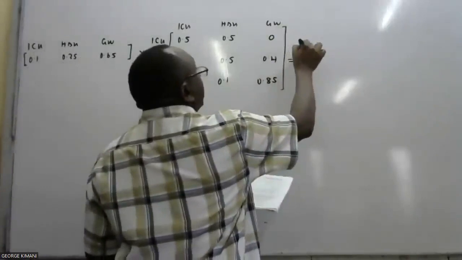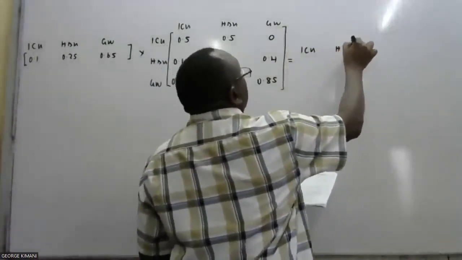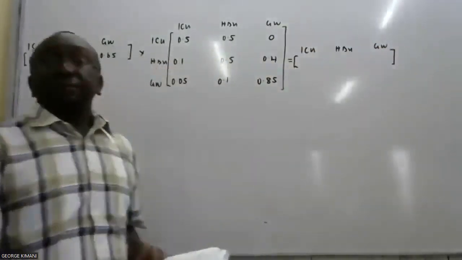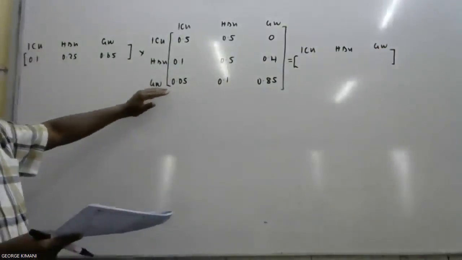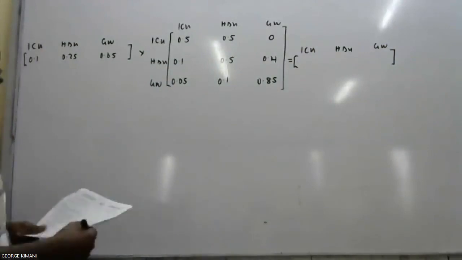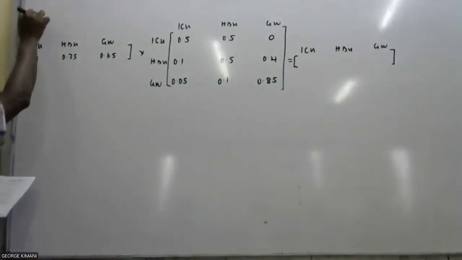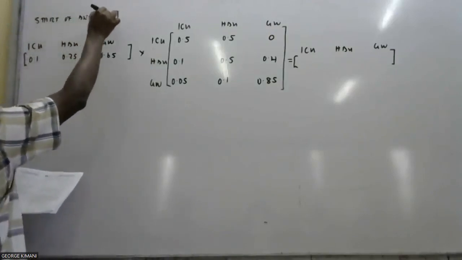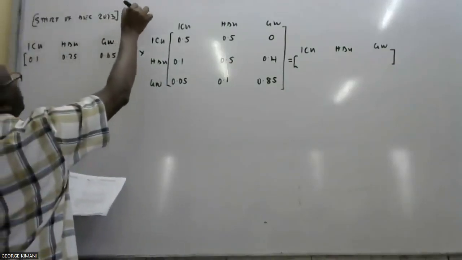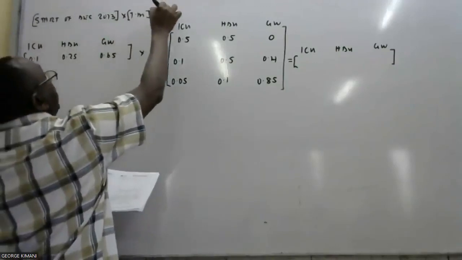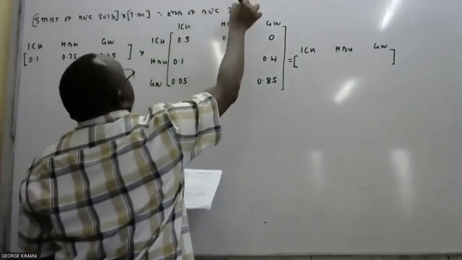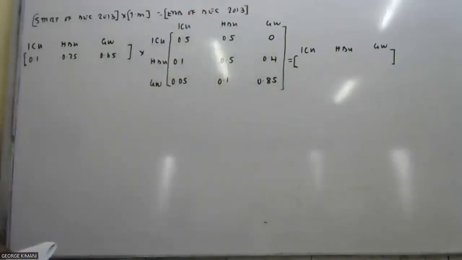So now, give me the answer. What I have done is answer parts one and two together, because this is a transition matrix. This is the A. Or if you want to see it in terms of the formula, you should have said start of December 2013 multiplied by the transition matrix should give you end of December 2013.